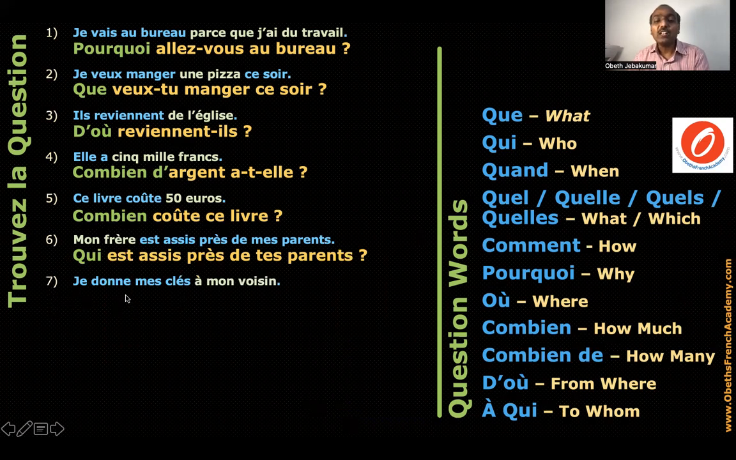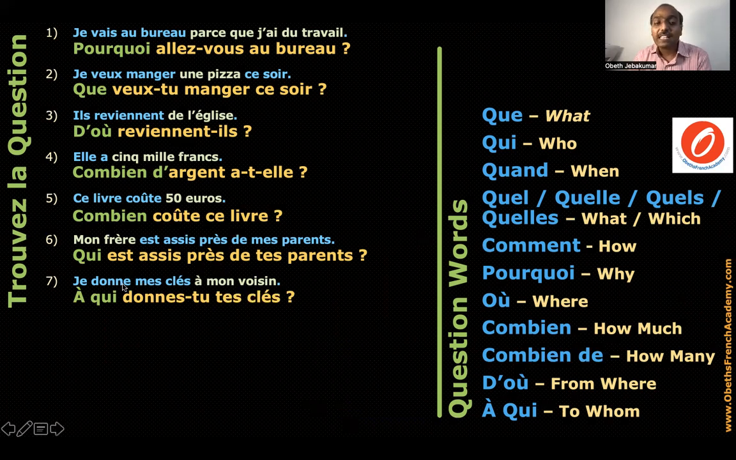Number 7, je donne mes clés à mon voisin. I give my keys to my neighbor. So to my neighbor is highlighted. So what will be your question? À qui donnes-tu tes clés? See, when the subject is I, you put the possessive adjective my keys. But when the subject changes from je to tu, then the possessive adjective changes from mes to tes.